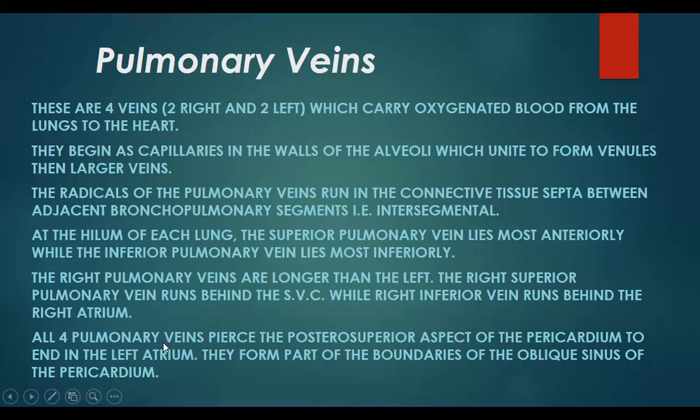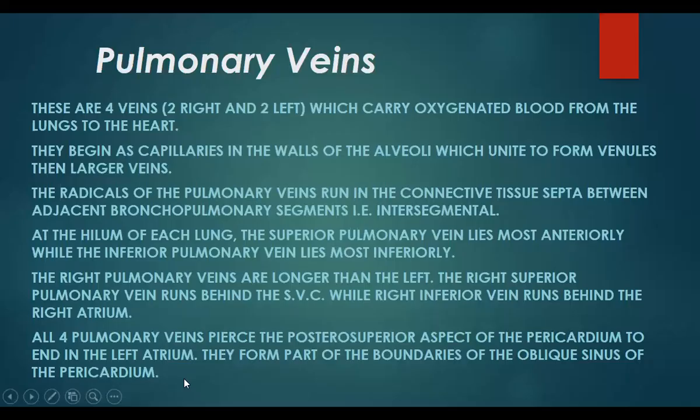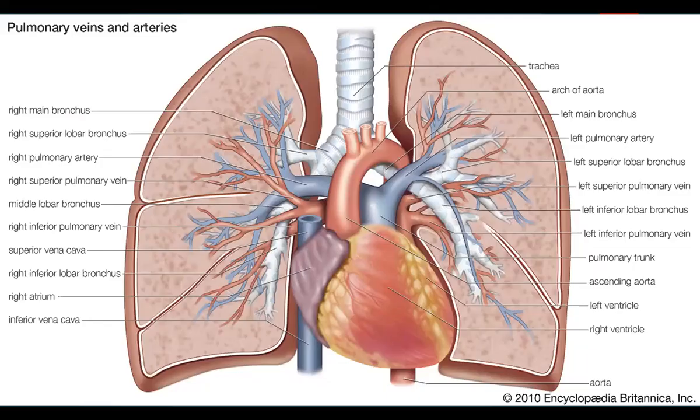All the four pulmonary veins pierce the posterior superior aspect of the pericardium to end in the left atrium. You can appreciate the left atrium by the four openings of the four pulmonary veins. They open separately into the left atrium. When you open the left atrium, you can see the four openings of the four pulmonary veins. That is how you can easily identify the left atrium. They form part of the boundaries of the oblique sinus of the pericardium. You might have seen the oblique sinus when you studied the pericardium. So this will form the posterior boundary for the oblique sinus.